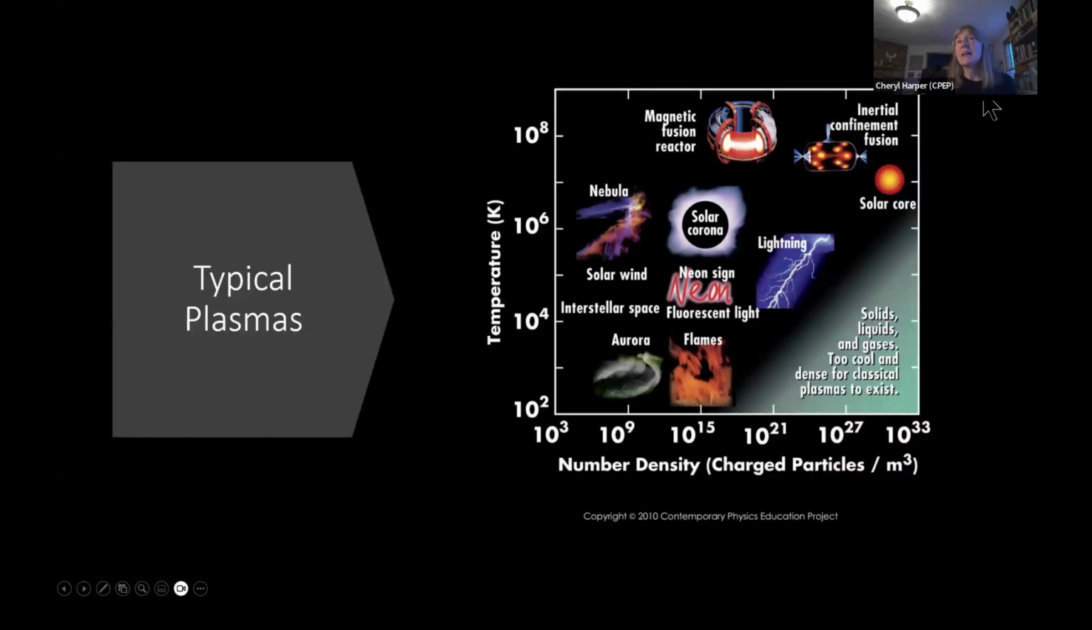So again, a section of the fusion and plasmas chart is that temperature versus number density, showing what some different types of plasmas are. And it's a good place to start with the students, to see if they know what some plasmas are that we encounter here on Earth, like flames, we see the aurora, and so on, fluorescent lights.